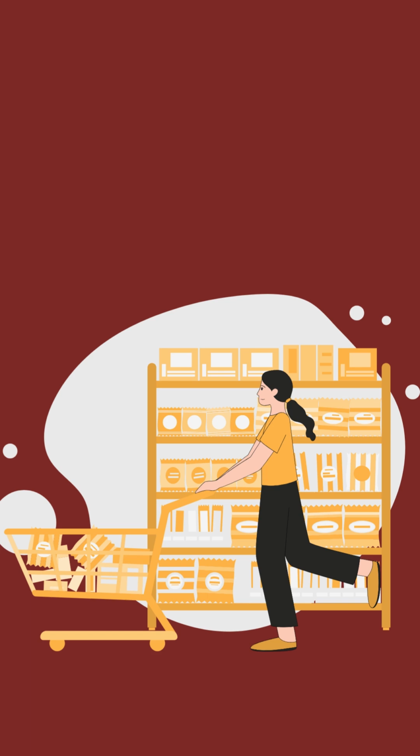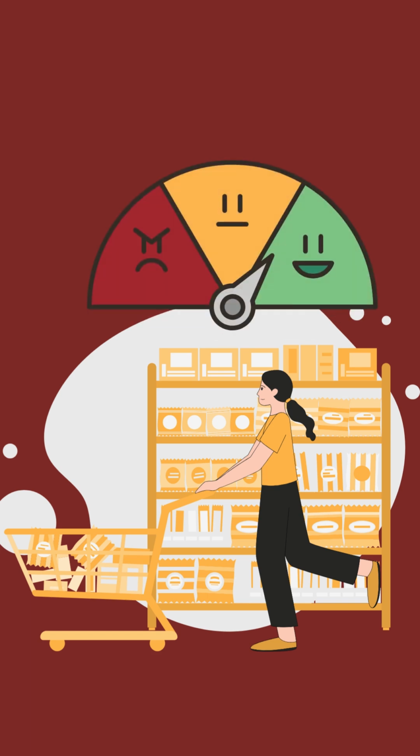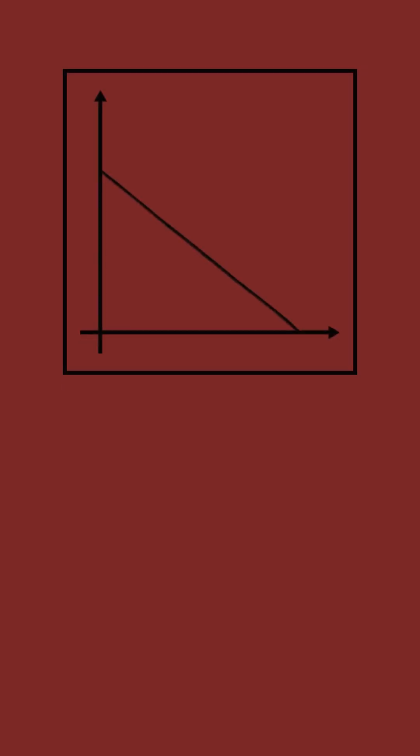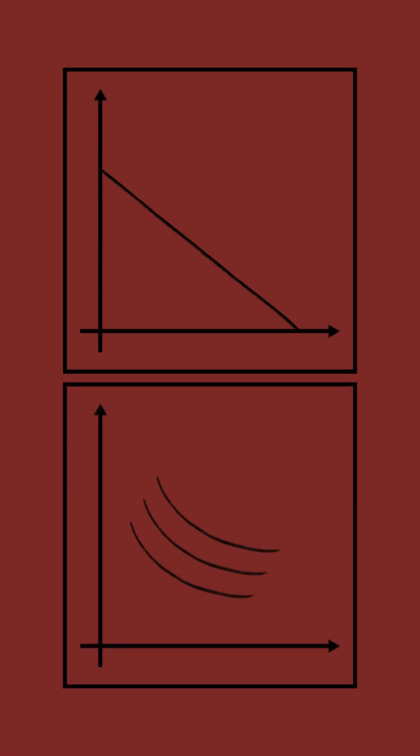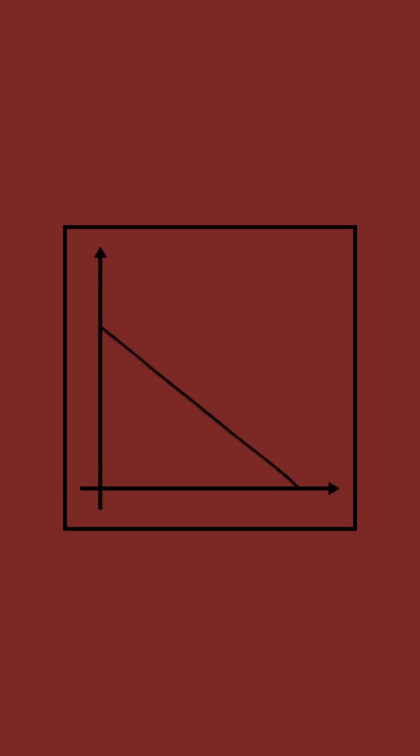Consumer equilibrium is the point where a consumer maximizes their satisfaction given their budget constraint. To find this point, we need to analyze the budget line and indifference curves. The budget line represents all the combinations of goods a consumer can afford, while indifference curves represent different levels of satisfaction. The consumer equilibrium occurs where an indifference curve is tangent to the budget line.